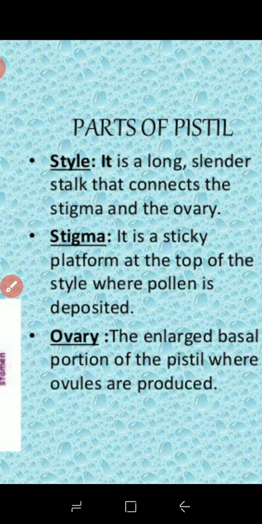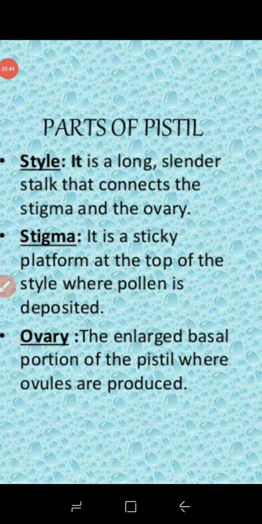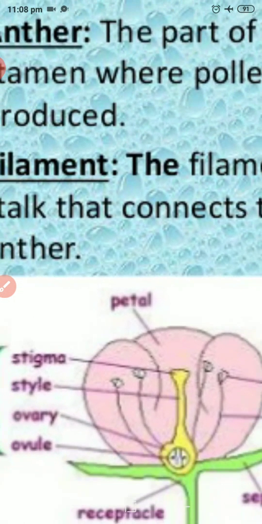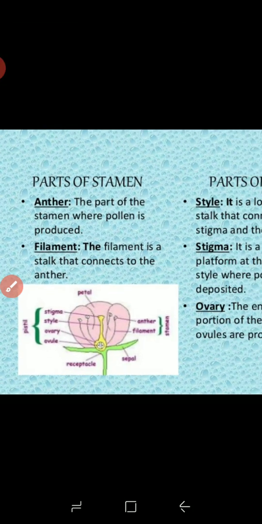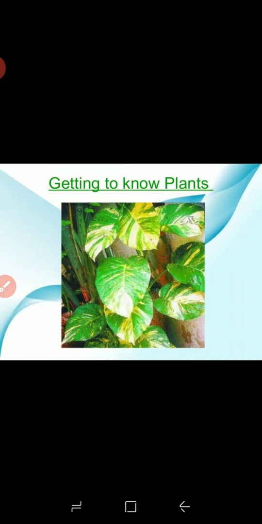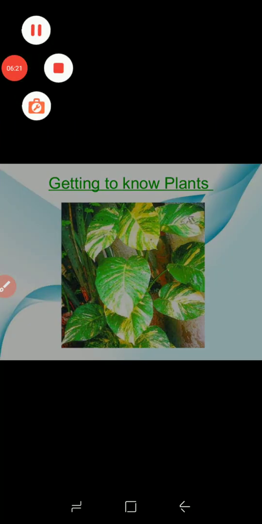Understood? So stigma is a sticky platform at the top of the style where pollen is deposited. And what is meant by ovary? The ovary is the enlarged basal portion of the pistil where ovules are produced. Enlarged means the big portion. Now this is all about getting to know the flower.